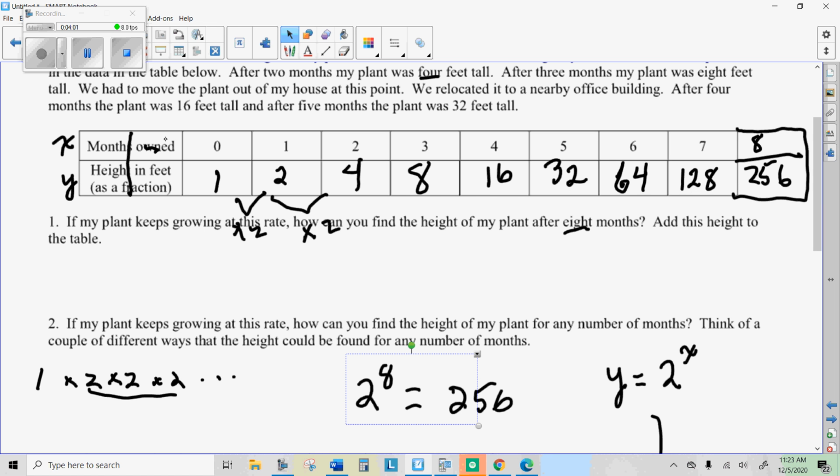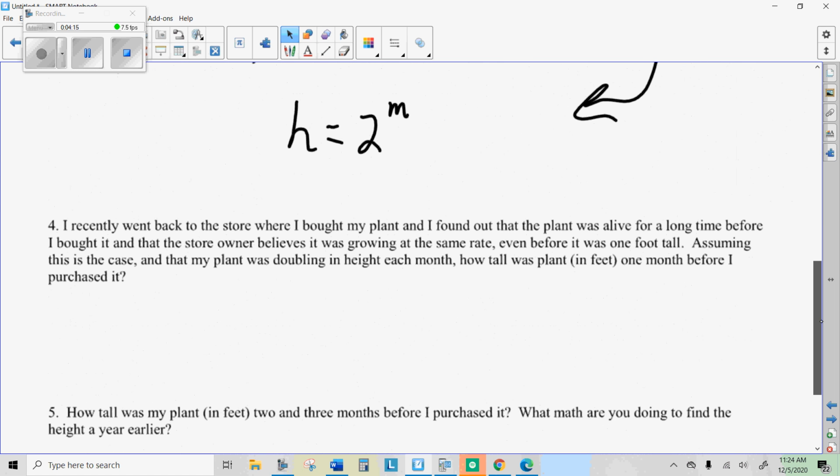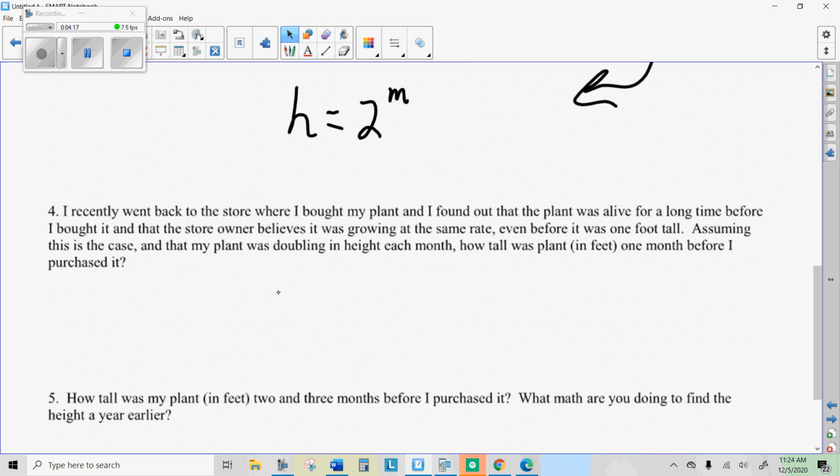Okay, so that would be the -1 month if I'm going backwards. And going backwards, you should be thinking, well, then I have to divide by 2. So if you do 1 divided by 2, you get 0.5 feet tall, right? Because 0.5 doubled equals 1. All right? And so what we just figured out here is that 2 to the -1st power, if we use this equation, is equal to 1/2.